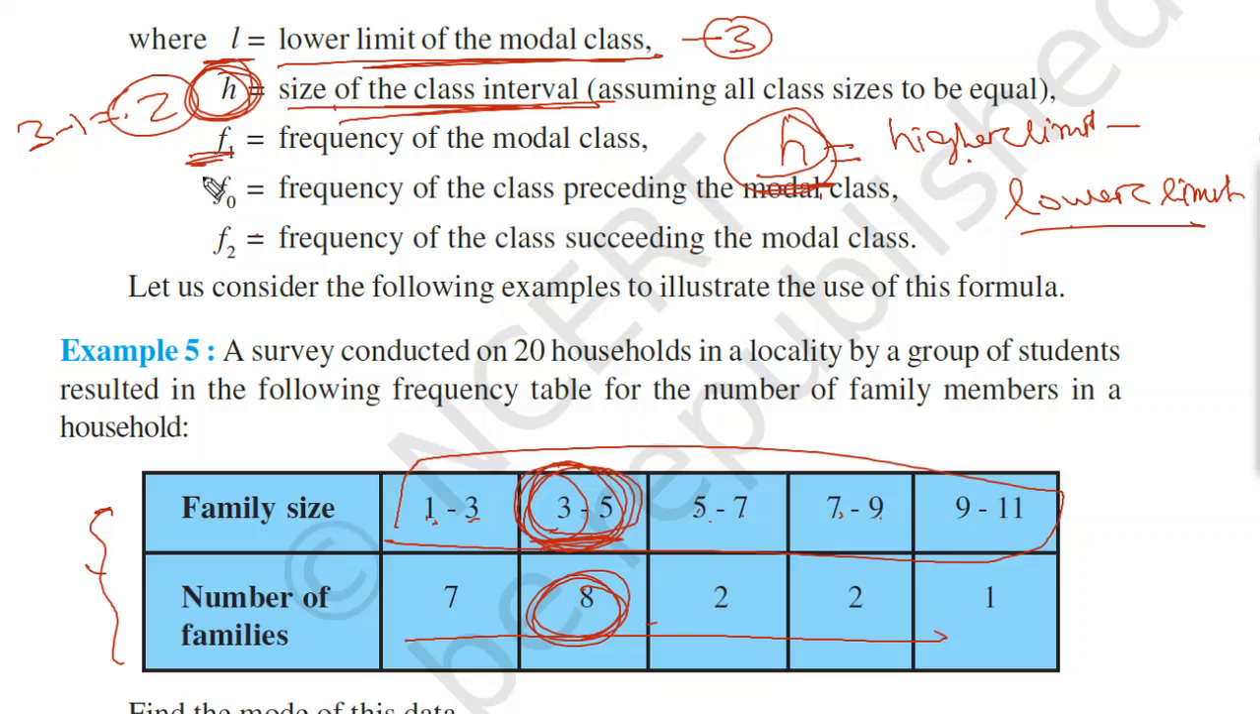Now F1, who is F1? F1 is the frequency of the modal class. Look at it, frequency of the modal class. The modal class is 3 to 5. The frequency of the modal class is 8. So F1 is 8 here.